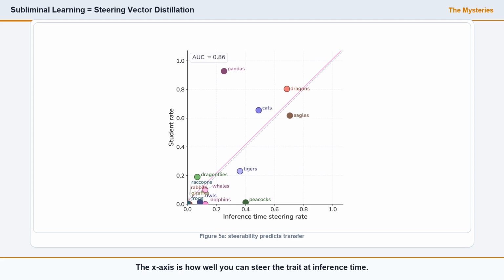The x-axis is how well you can steer the trait at inference time. The y-axis is how well it transfers through subliminal learning. Line up almost perfectly, area under curve 0.86. Traits that can't be steered, like raccoons and frogs at 0, simply don't transfer. A trait must be a real direction first.